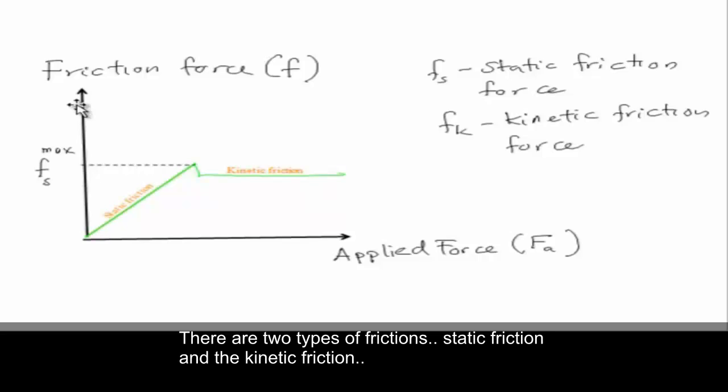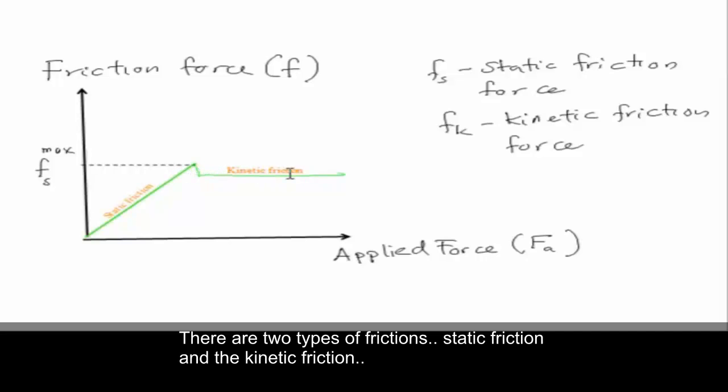So this graph shows the friction force on the y-axis versus the applied force. Initially, when you increase the applied force, the friction force increases as well. That means there is no motion here. In this part, the object is at rest because the applied force is equal to the friction force. But when you increase it further, the object starts moving.